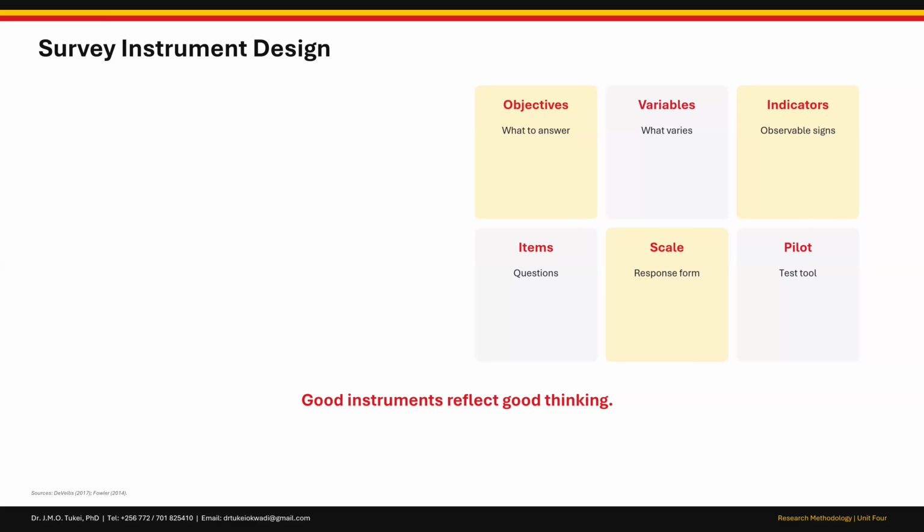What to answer, what varies, and look at all of these items: the question, the response forms, the scales. If you're using the 5-point Likert scale, use it. But some mistakes are normally made. If you're using a 5-point Likert scale, then 5 should be measuring, maybe, strongly agree; 4 is agree; 3 is neutral or not sure; 2, maybe you are saying disagree; and 1, strongly disagree. But some of you do it the other way around.